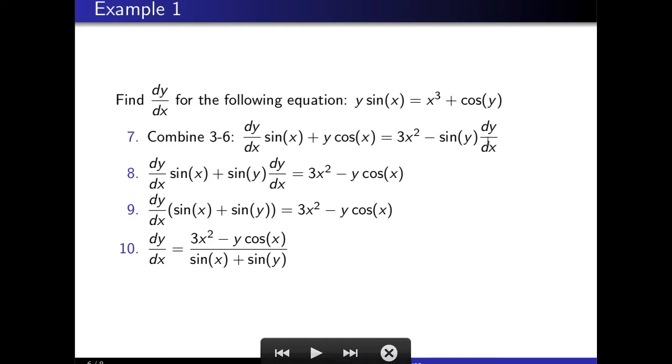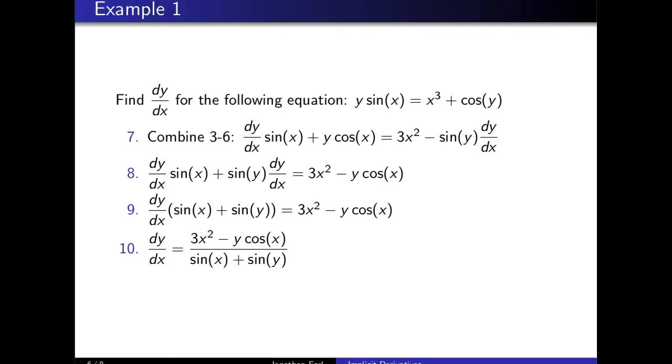Okay, so we'll go and put the terms that have dy by dx over on the left, and the terms that don't have dy by dx on the right. On the left-hand side, because both terms have dy by dx in them, we'll factor dy by dx out, and then we'll divide both sides in this case by the sine of x plus sine of y, and that'll tell us that dy by dx is 3x squared minus y cosine of x divided by sine of x plus sine of y. If you want to put in y of x's, that's totally fine.